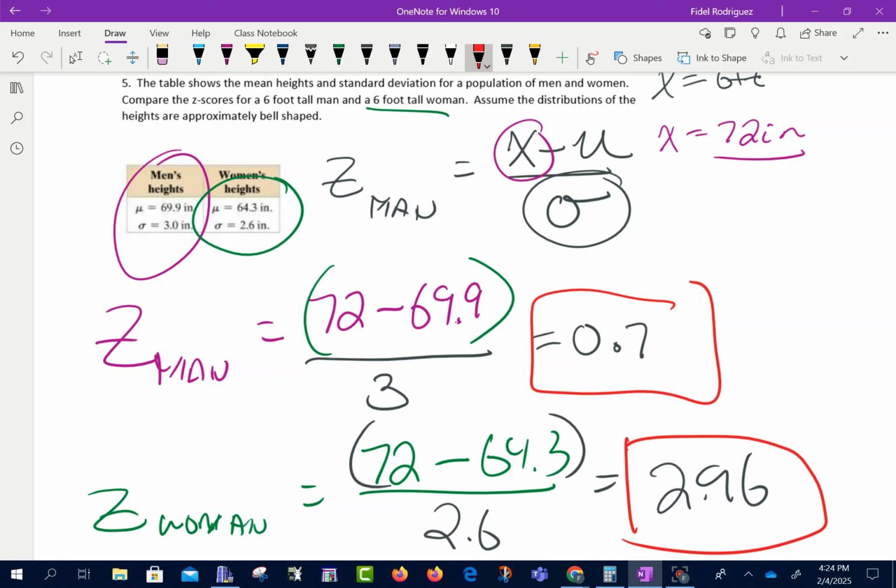This tells me that a man who's 6 foot tall is taller than the average person, but only taller than the average by a little bit less than 1 standard deviation. Now, a woman who's 6 foot tall is taller than the average height of a woman, and she's almost 3 standard deviations above the mean. Because these two values were positive, that means they were taller than the average. Had they been negative, that means they would have been shorter than the average. And this is how we find our z-scores.